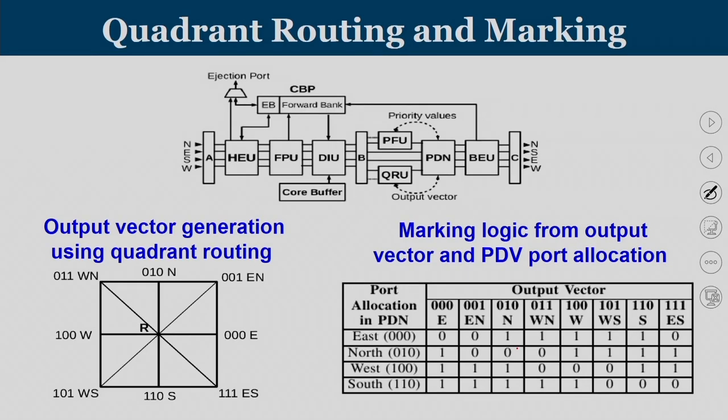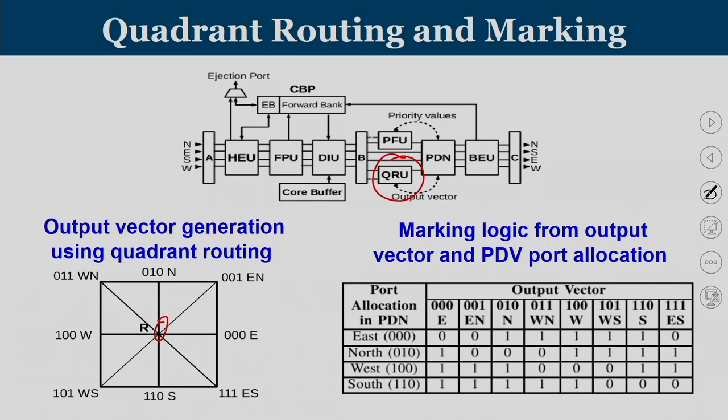The next concept is known as quadrant routing and marking. So, we have one more unit which is called QRU, quadrant routing unit. The idea of the quadrant routing unit is, we will find out a vector, a direction for a flit, and that direction is assigned a code. This binary code will tell which are the possible directions which will take the flit closer to the destination and which are the possible directions which will take the flit away from the destination. So, consider the left hand side of what has been given. Let us say this is the current router, that is the center of the diagram. Let us say the packet is here.